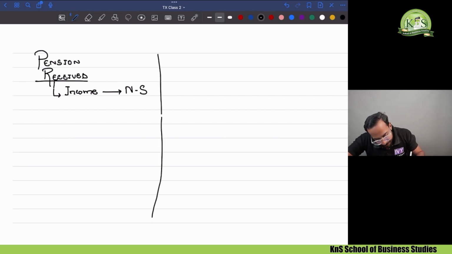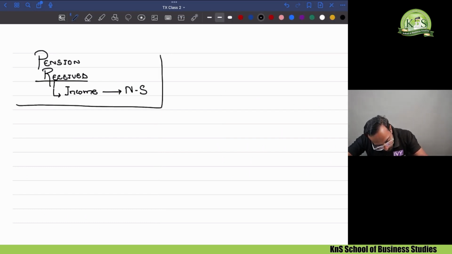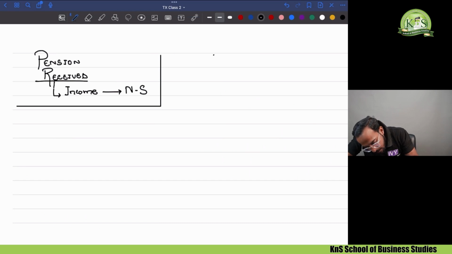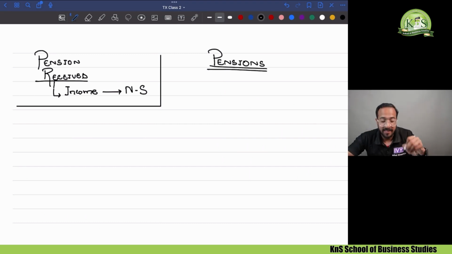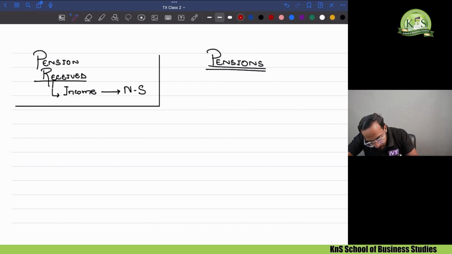But my task is to explain the pension which you contribute as an expense. Pensions which you contribute as an expense, that's the pension for which we will have a whole chapter. See, you have 2 types of pensions which you treat as an expense.